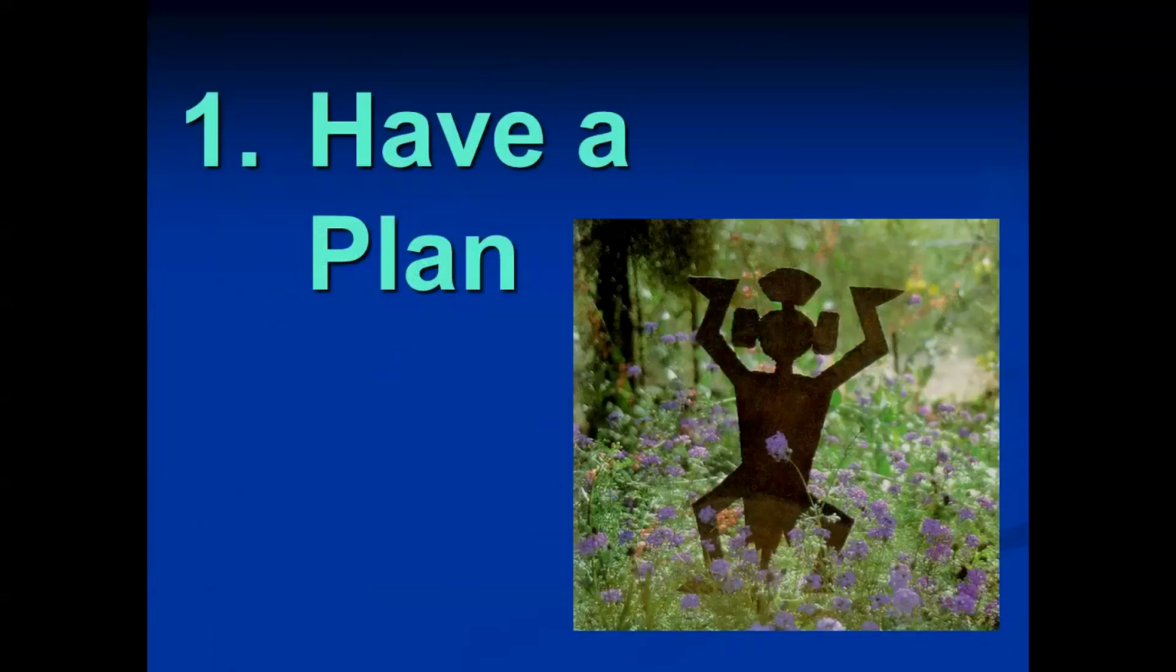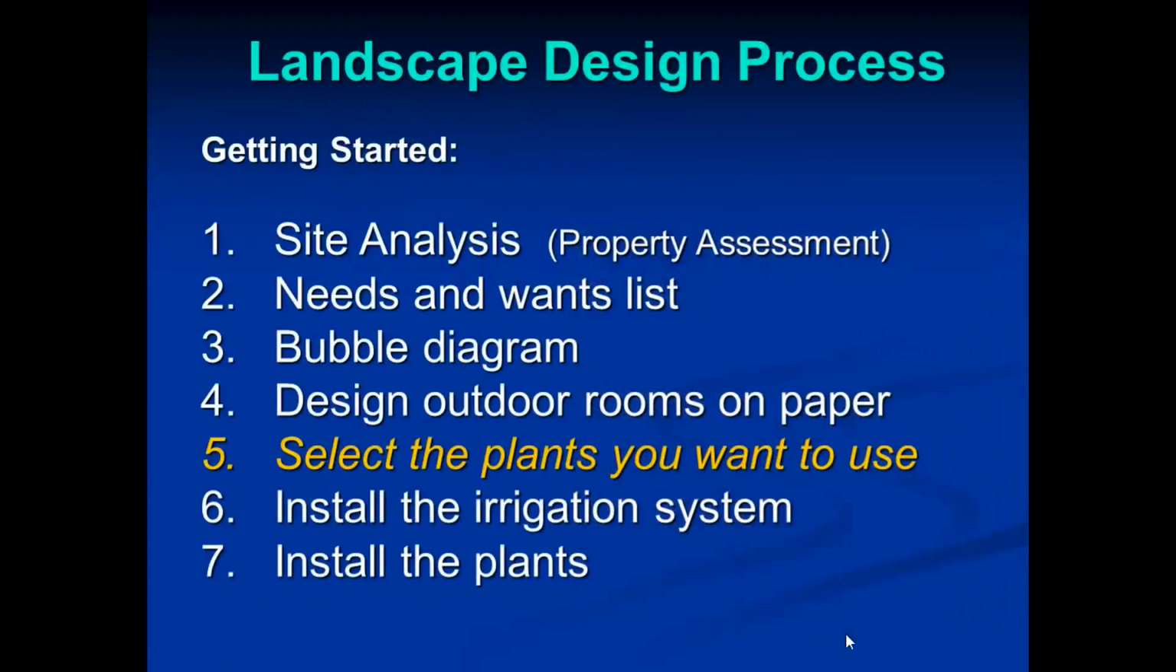As I mentioned, having a plan is very important. By taking this class, you're going to get some ideas, and you can put those to good use. There's a whole process in creating a design. That would include doing a site analysis or property assessment, creating a needs and wants list, and then creating a bubble diagram, just simple sketches of where you might want to put things, designing outdoor rooms, and then, further down the list, number 5 is selecting the plants, and finally installing irrigation and then installing the plants.